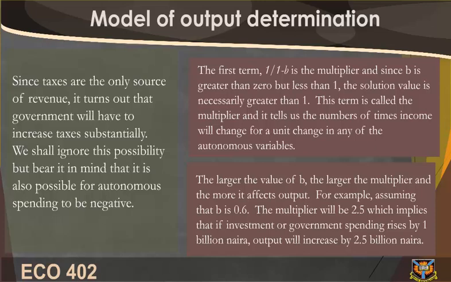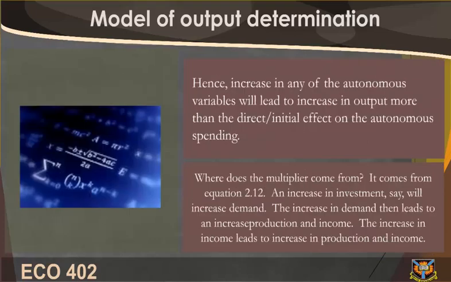For example, assuming that b is 0.6, the multiplier will be 2.5, which implies that if investment or government spending rises by 1 billion naira, output will increase by 2.5 billion naira. Hence, an increase in any of the autonomous variables will lead to an increase in output more than the direct initial effect on the autonomous spending. Where does the multiplier come from? It comes from equation 2.12.